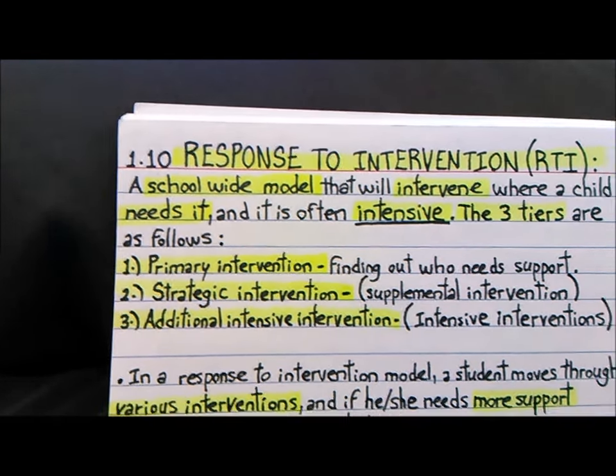What are the three major types of data collection? Demographic, process, and outcome. The three types of data collection are demographic, process, and outcome. Okay?